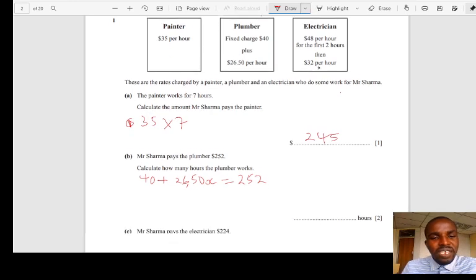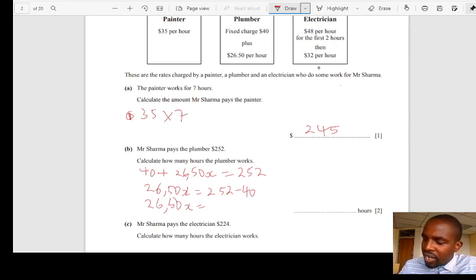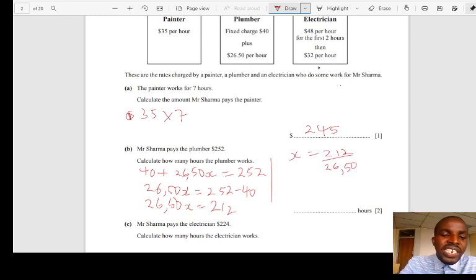Then collect like terms and simplify. It will be 26.50x equals 252 minus 40. Use your calculator, 252 minus 40, you get 212. Then x will be equal to 212 divided by 26.50, because to get x, these are just simple equations, you divide both sides by the coefficient of x. That's the number with x, in this case 26.50. So you divide by 26.50, you get 8 hours. So x is actually 8 hours.